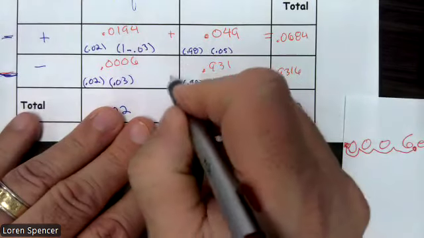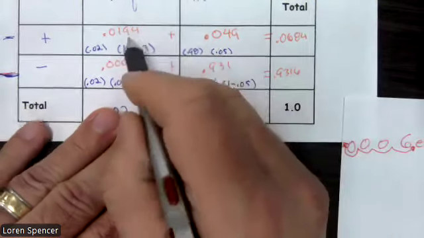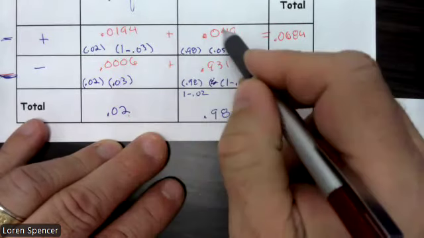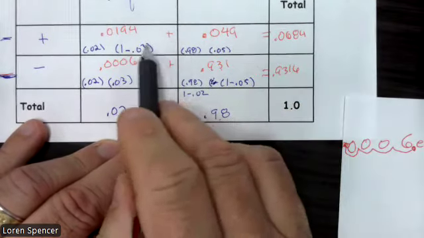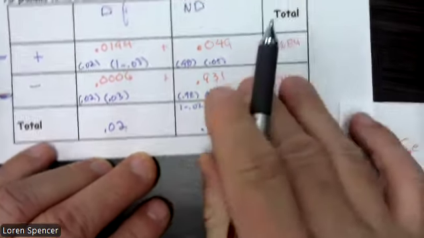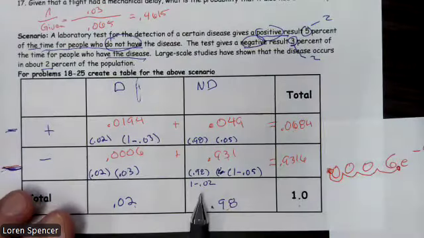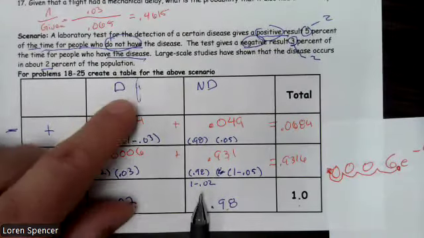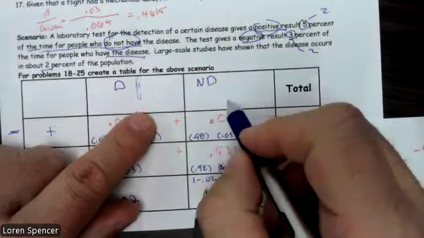So if I look at this, adding this way, I get 0.02. Adding this way, I get 0.98. Adding this, I get this, this, and this plus this is this. I feel pretty good that the table is done correctly. And so we have disease and no disease.